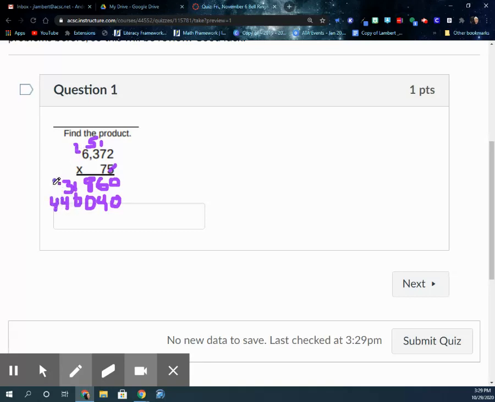All right, then we get to add these guys up. So 0 plus 0 will give us 0. 6 plus 4 will give us 10. Carry our 1 up. 8 plus 1 is 9. 1 plus 6 is 7. 4 plus 3 is 7. And our 4 lives there by itself. So we get 477,900.